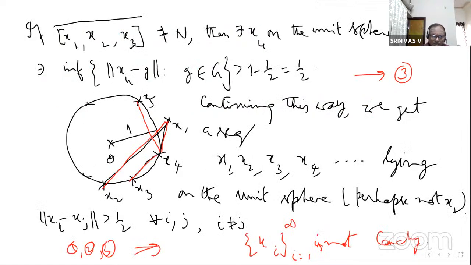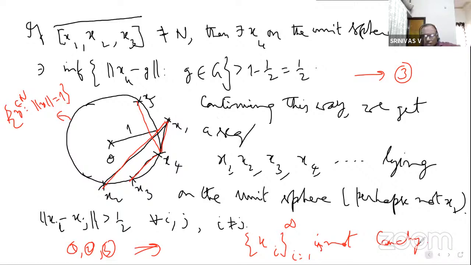What is this sphere? This is the set of points y for which norm y equals 1. These are points coming from N. This is closed, because the norm is a continuous function, so the inverse image of the singleton 1 is closed. It is also bounded by 1. Therefore, this is a closed and bounded set, but it is not compact.